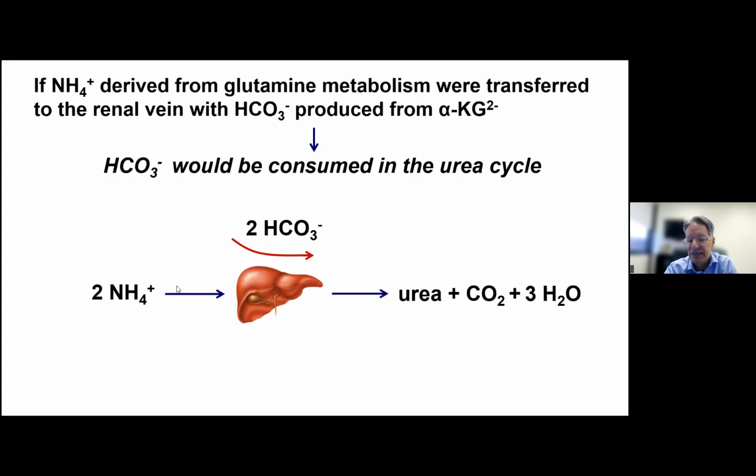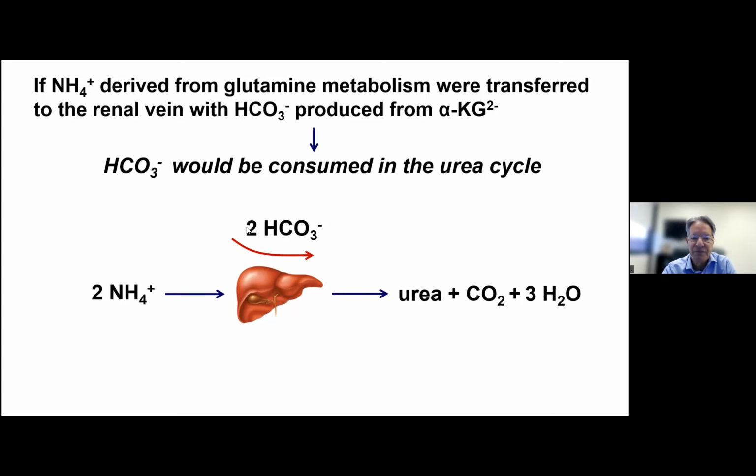When you look at the net biochemistry of the urea cycle, you're basically taking 2 bicarbonate ions and 2 ammonium ions and turning it into this substance called urea. There's some water and carbon dioxide made too, but this is what the urea cycle does. Urea comes from 2 bicarbonate and 2 ammonium ions.